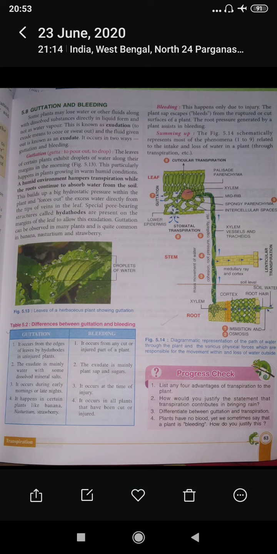So this is the entire topic of transpiration. Go through the differences between transpiration, guttation and bleeding, and the comparison among the types of transpiration and the diagrammatic or structural based setups to show the process of transpiration.